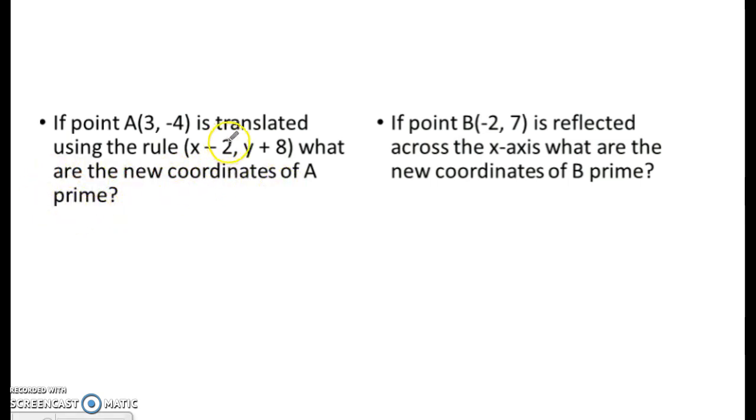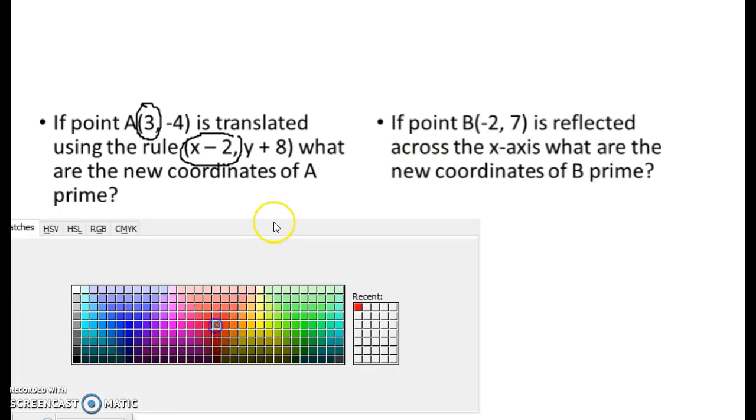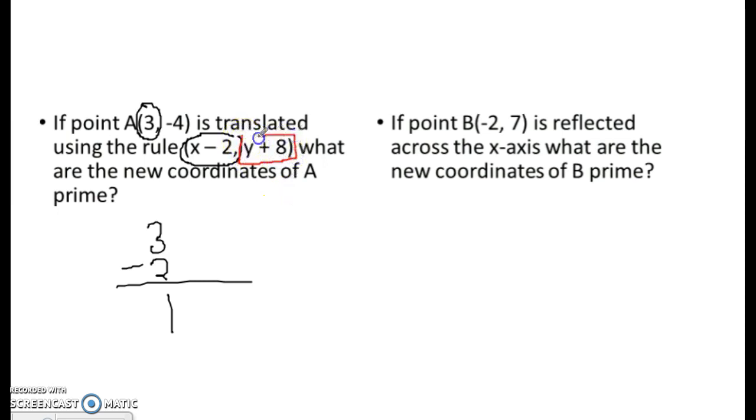Alright, so all you have to do is simply apply this rule. You need to take the x value and subtract 2. So I'm going to take this x value, which is 3, and I'm going to subtract 2 from it. Alright, and then we'd want to do the same thing for y. It says y plus 8, so I would take my y value of -4, and I would add 8. So my new ordered pair would be located at (1, 4).